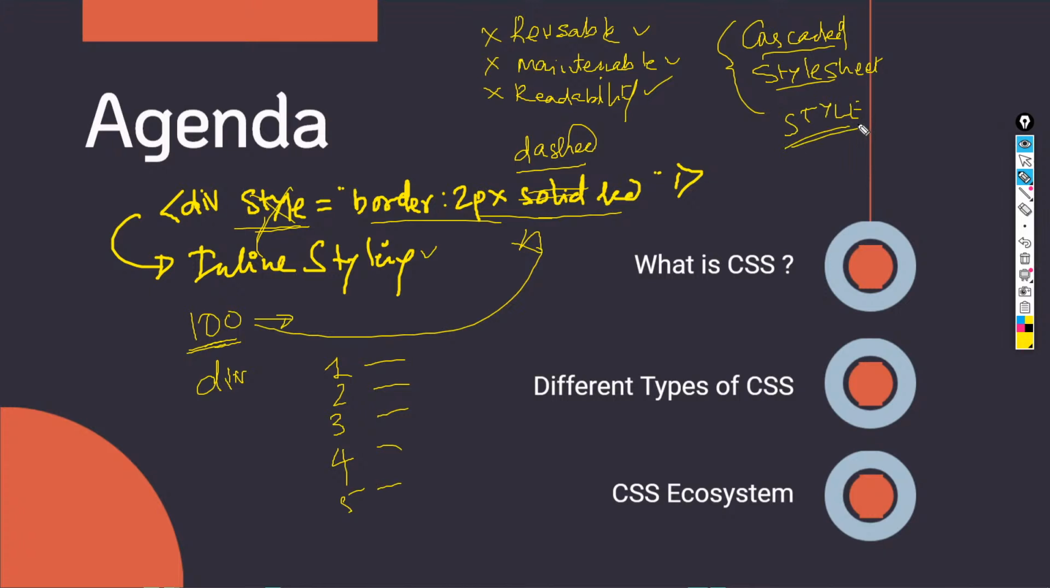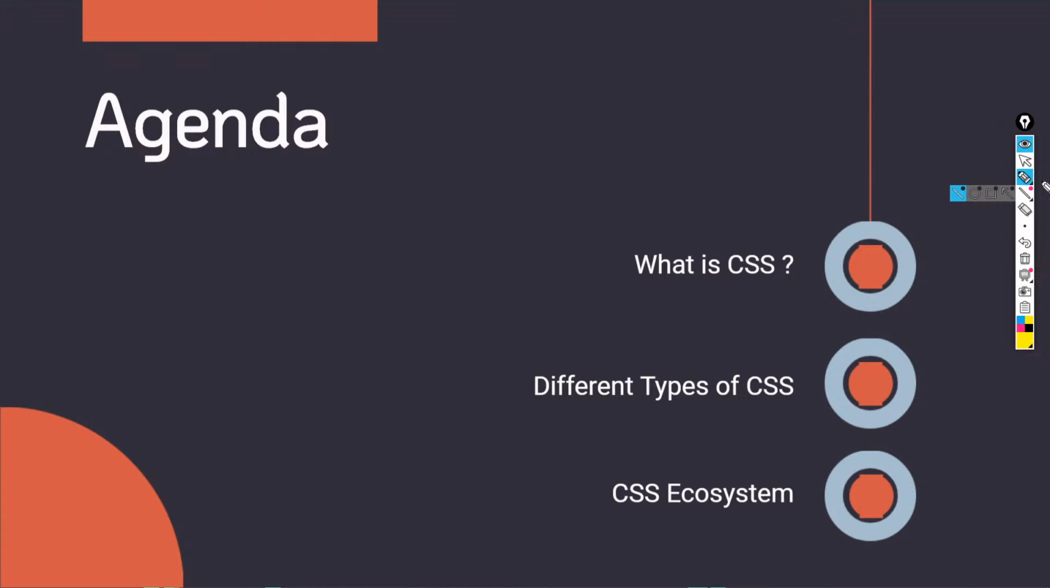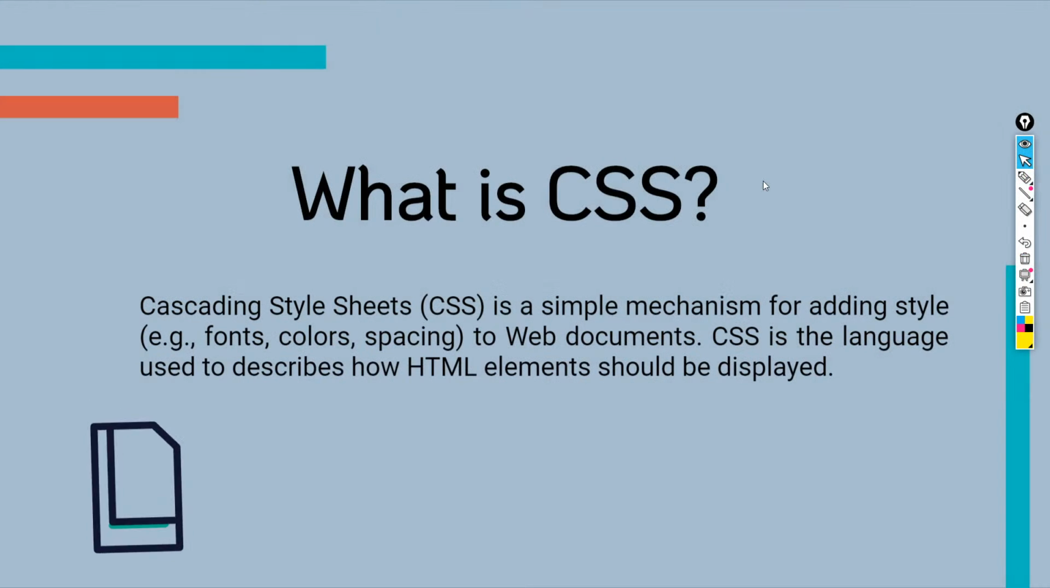So it is CSS which makes our tags appear in a better way, and that's what developers use CSS for, better presentability of any HTML tag that you have, right? Now we're going to discuss different types of CSS as well, so don't worry about that. I'll just clear this off so that we move on to the next slide, which is what is CSS. Cascading style sheets is a simple mechanism for adding styles, fonts, colors, spacing, margin, padding, fine, to web documents, which is our HTML elements. CSS is the language used to describe how HTML elements should be displayed, right?